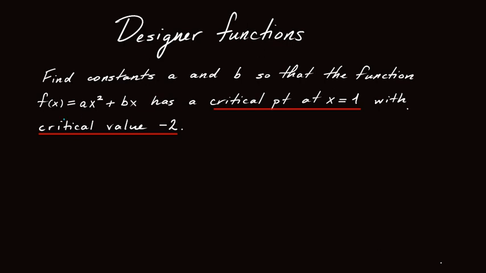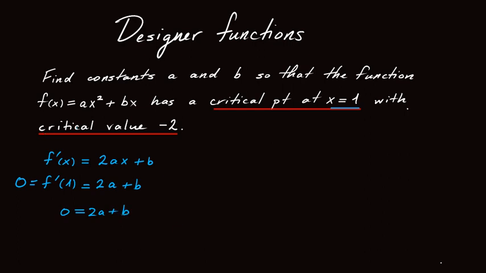So let's look at the first condition, critical point at x equals 1. To have a critical point at x equals 1, we want the derivative at 1 to be 0. So let's look at f prime of x. That's going to be 2 times ax plus b. And we want that to be 0 at x equals 1. But f prime of 1 by our formula is 2 times a, x equals 1, plus b. So what I have is 0 equals 2a plus b.